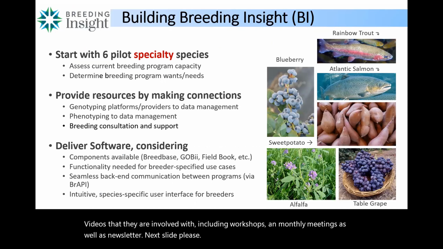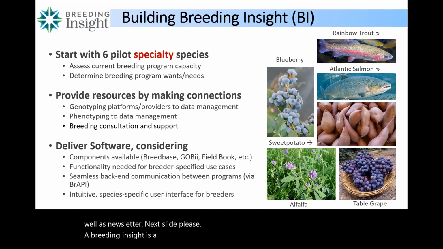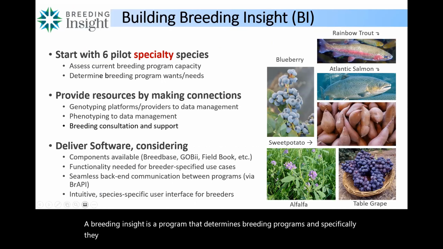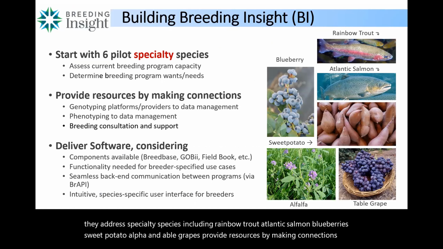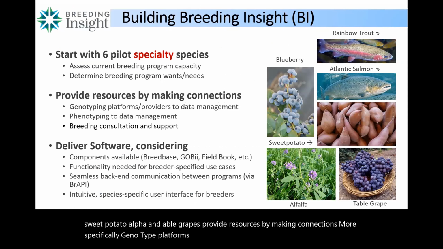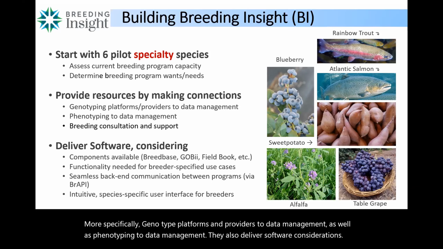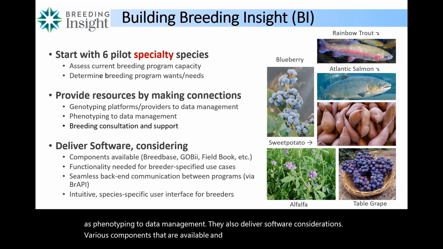Next slide, please. Breeding Insight is a program that supports breeding programs, and specifically they address specialty species, including rainbow trout, Atlantic salmon, blueberries, sweet potato, alfalfa, and table grapes. They provide resources by making connections, more specifically genotype platforms and providers to data management, as well as phenotyping to data management. They also deliver software considerations, various components that are available and needed for the functionality of specific breeding purposes and uses.